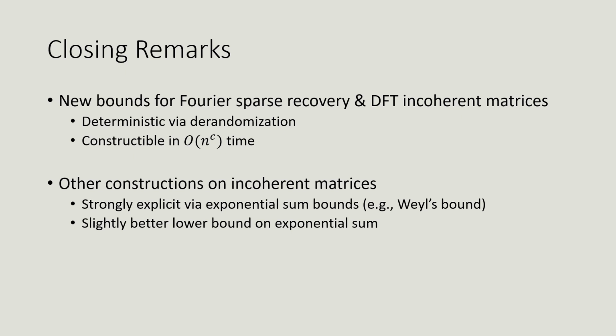One of them is a strongly explicit construction by exponential sum bounds such as Weil's bound from number theory. If we have a better upper bound for certain exponential sums, we will have a better upper bound for incoherent matrices. The other result is the converse. We use the lower bound for the incoherent matrix to derive a slightly better lower bound for the exponential sum.